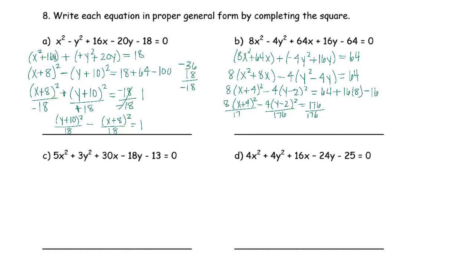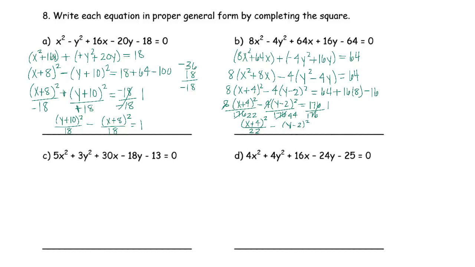And so once we do that, 8 goes into 176 22 times. So that's going to give me 22. 4 into 176 is going to be 44. And of course, all of that's going to give me 1. So my final answer here is going to be x plus 4 all over 2, or squared, all divided by 22, minus y minus 2.